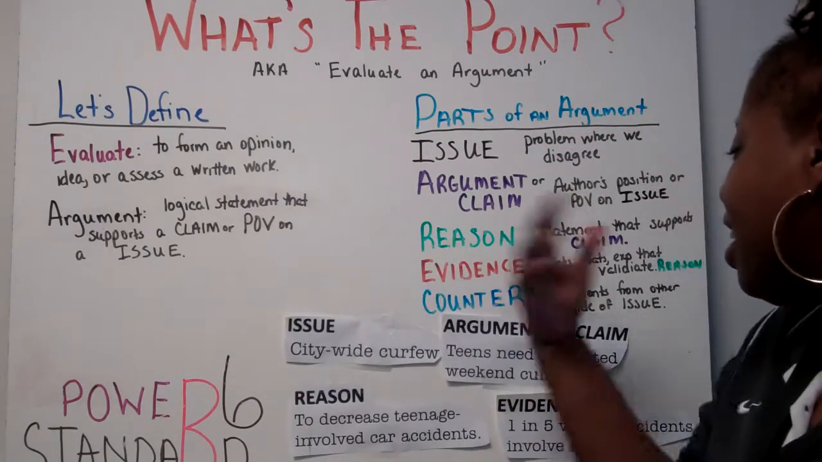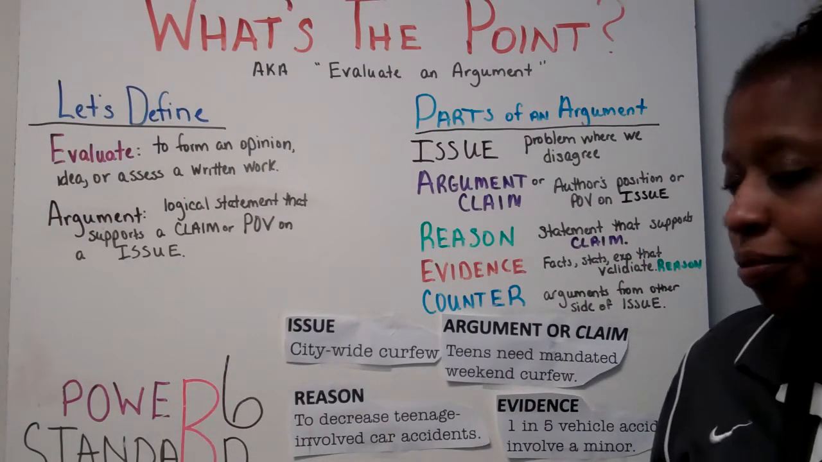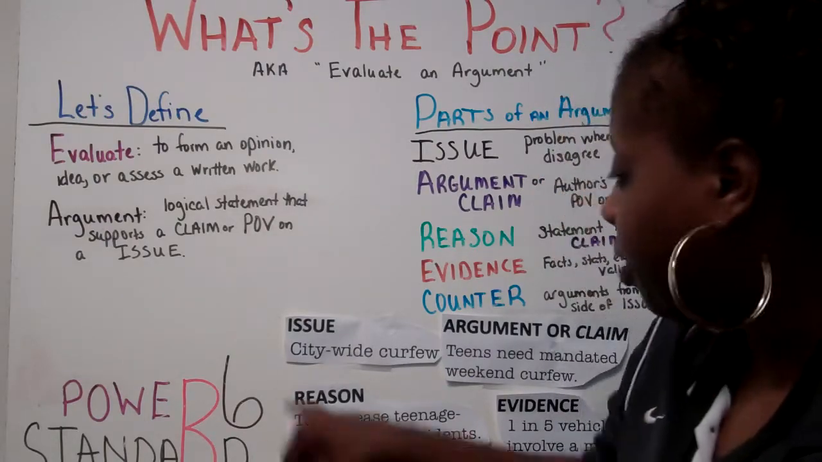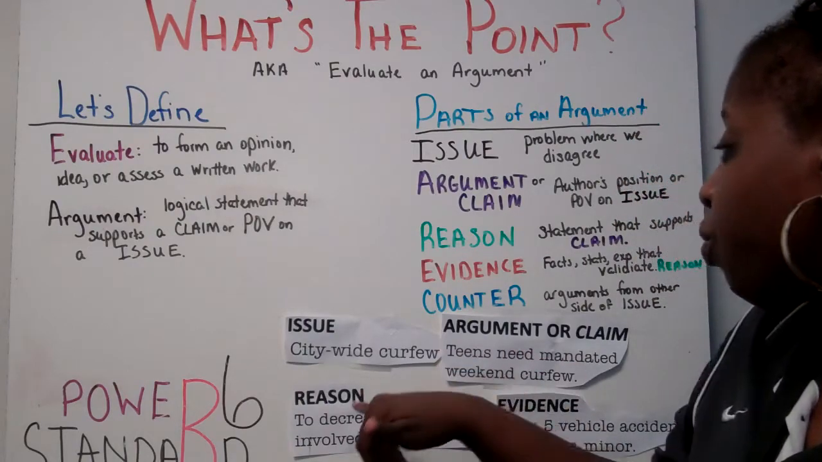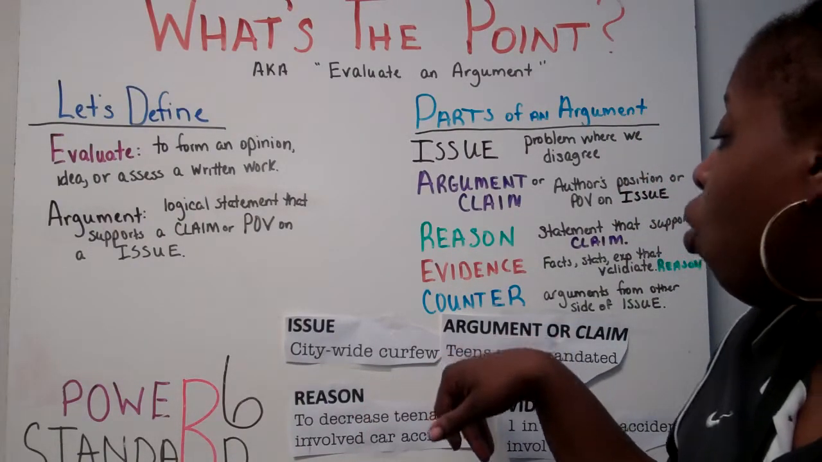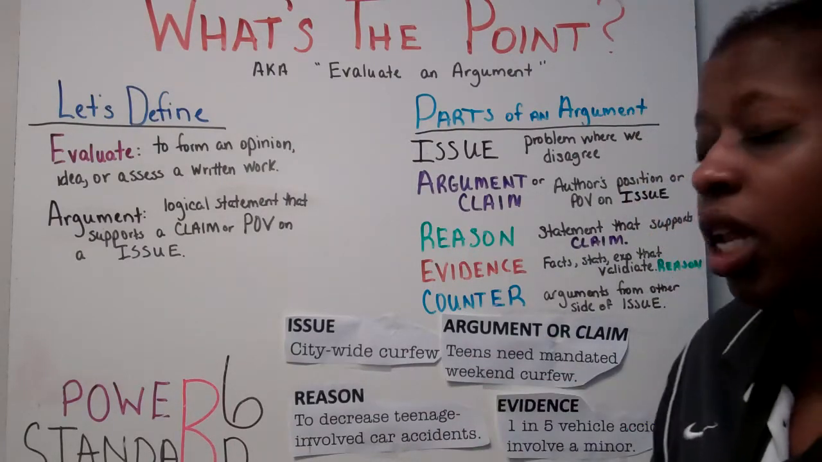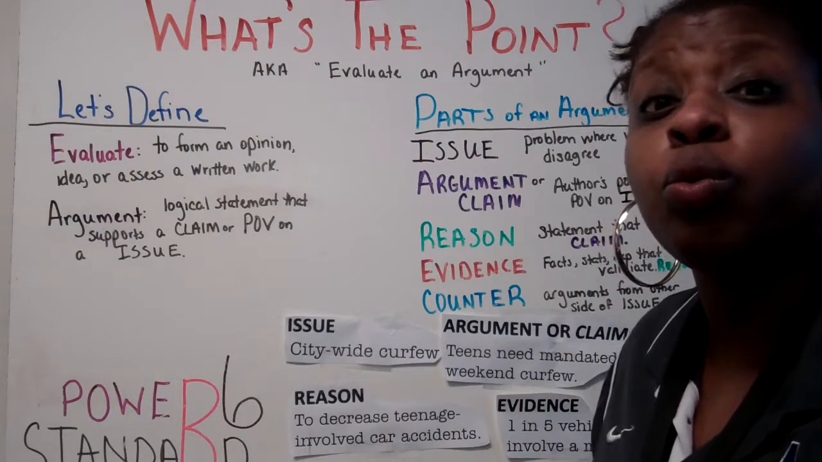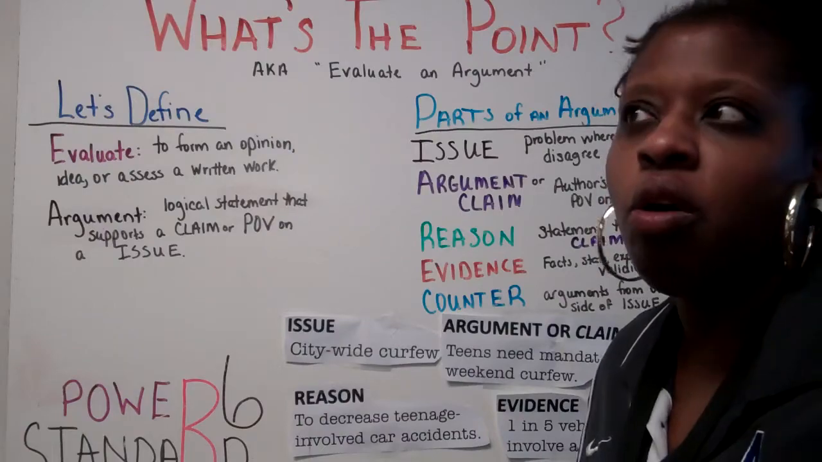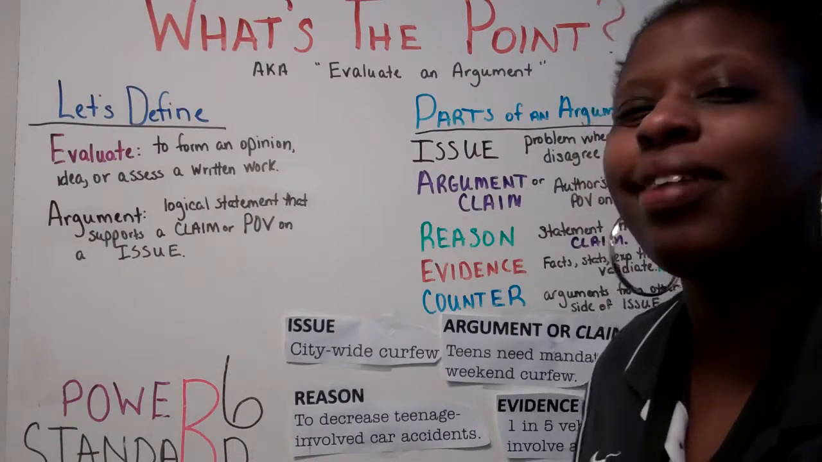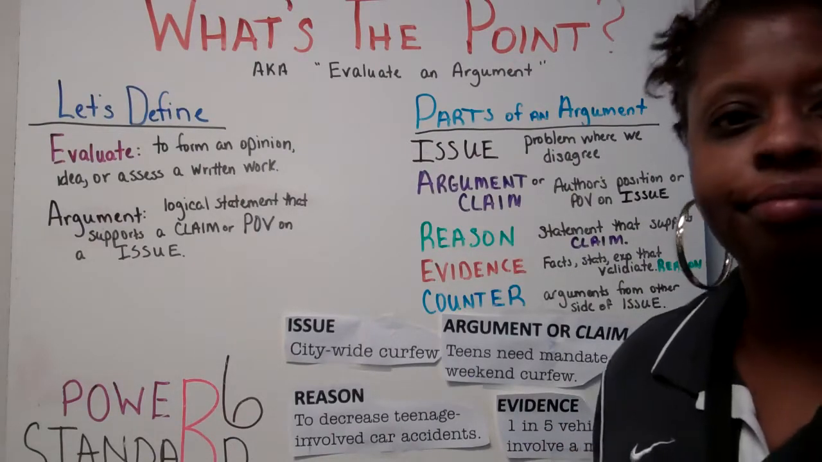Then lastly, we have counter. Counter is the arguments from the other side of the issue. So let's look at an example. We have the issue, citywide curfew. Well, what's the argument or claim? Teens need a mandated weekend curfew. That is this writer's claim, okay? Why? What's your reason? To decrease teenage-involved car accidents. Okay, give me something to support that. Evidence: 1 in 5 vehicle accidents involve a minor.